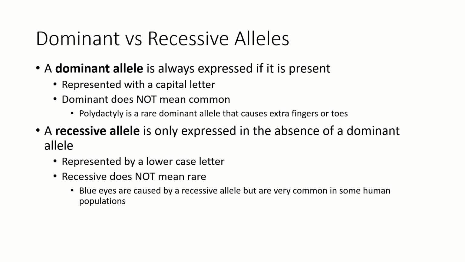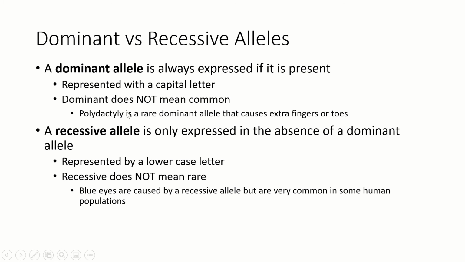Dominant alleles are always represented by a capital letter, but there are dominant alleles that are rare. Polydactyly is a condition of having extra fingers or toes. It is a dominant allele, but it is very rare in humans.